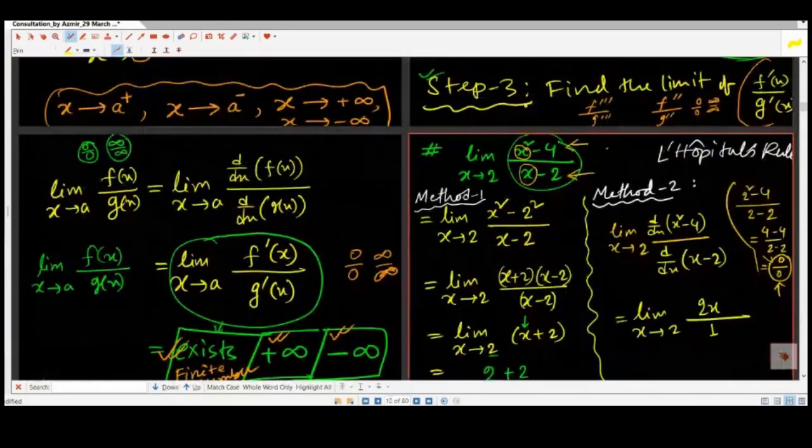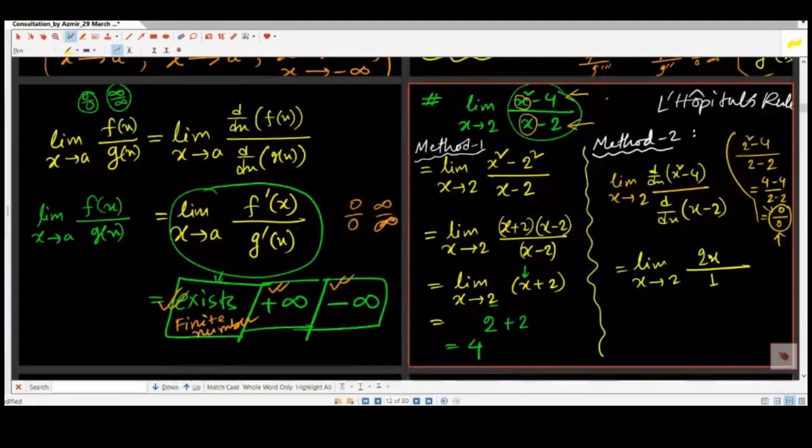Now we need to apply step 3. So before step 3, we have to check again whether it is of 0 over 0 or not. Since in denominator we have 1, there is no possibility of having 0 over 0 or infinity over infinity. That means we can terminate the process and find the result. So where we have x, let's plug 2. So 2 times 2 over 1, that is just 4.